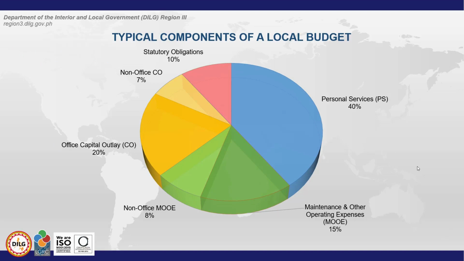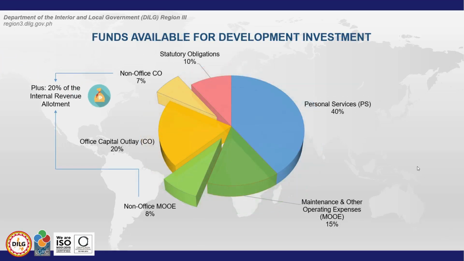Ang non-office MOOE at non-office capital outlay ay ilan lamang sa components ng isang local budget. Sa chart na ito, makikita natin ang isang typical composition ng local budget. Personal services o PS, and then clockwise tayo, ang kasunod ay MOOE, then non-office MOOE, then office capital outlay, non-office capital outlay, at statutory obligations o mga pagkakautang. Ang non-office MOOE at non-office capital outlay kasama ang 20% of IRA ang bumubuo sa Local Development Fund. Ang Local Development Fund na ito ang siya nating i-invest para maisakatuparan ang mga plano for local development.